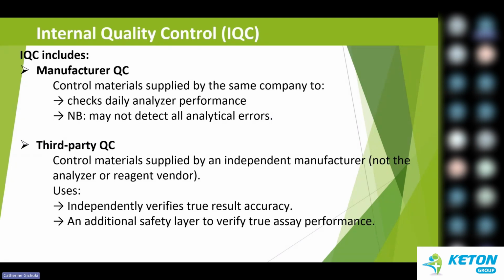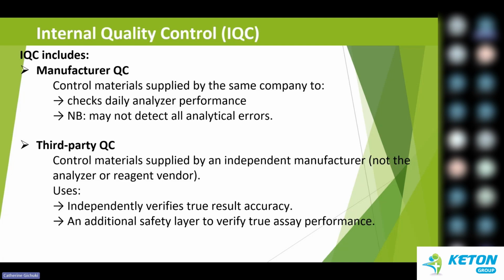The manufacturer's quality controls are supplied by the same company that has made the analyzer and produced the reagents. That company also produces calibrators and controls. Those are the ones we call manufacturer's quality controls, and they're used to check daily analyzer performance. But kindly note that they may not detect all analytical errors. We'll be seeing why and how they don't do that.